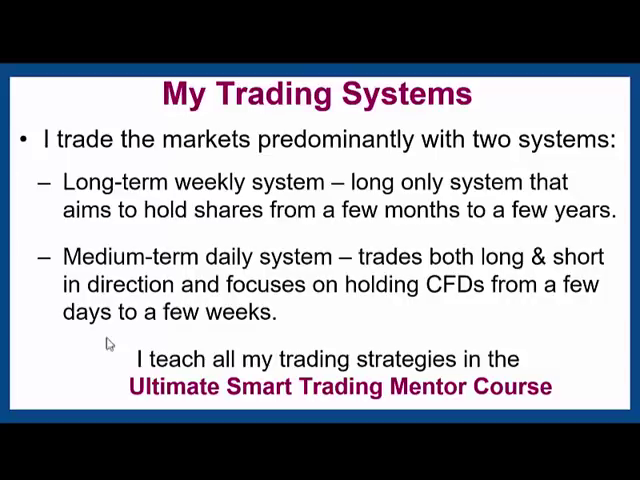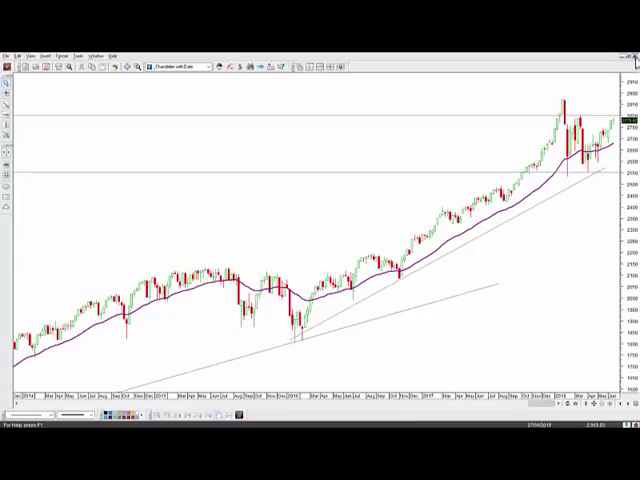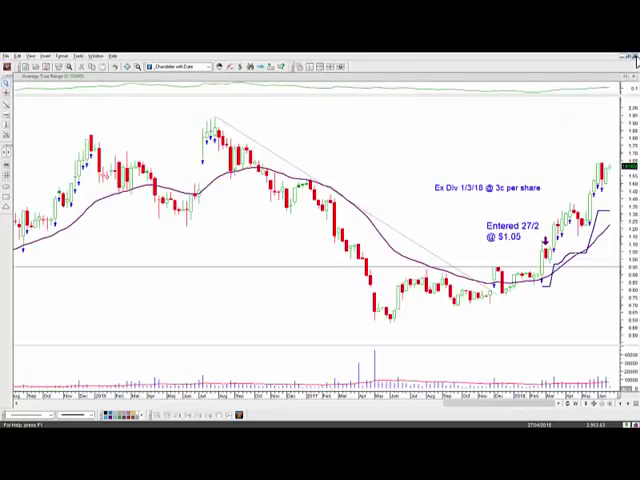So let's go back to Metastock and have a look at some of the charts I previously shared with you. So I just close the S&P 500 down.